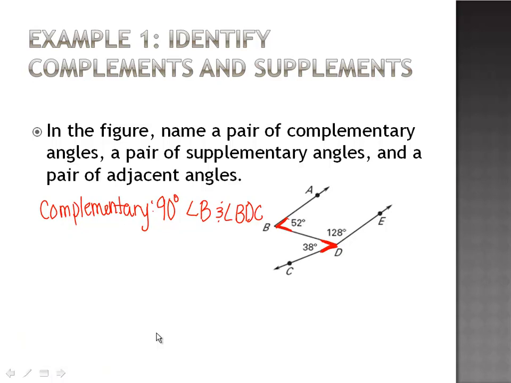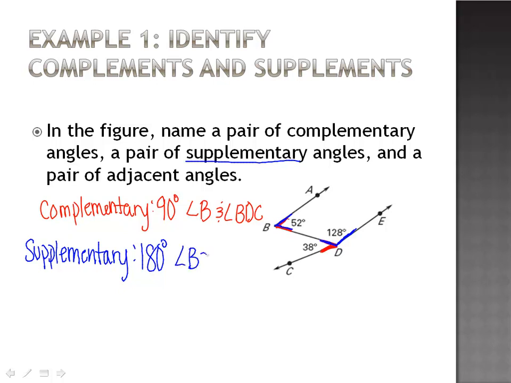Let's next look at a pair of supplementary angles. And supplementary, I think supplementary straight. They both start with S's. They're both 180 degrees. So supplementary angles would be this angle right here plus this angle right here, because 52 plus 128 is 180 degrees. So that's angle B and angle. Now I cannot, again, call this angle D because there's two angles at that. So I'm going to call it angle EDB. So angle EDB. I could also have called it angle BDE.